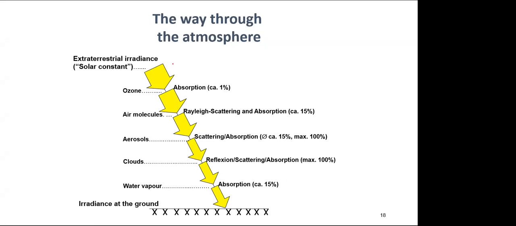Even though at the top it is 1,367, here it may be 1,000 sometimes. These are the remaining things after the losses in between. However, it is 1,000 sometimes, maybe less than 1,000 sometimes. That depends.